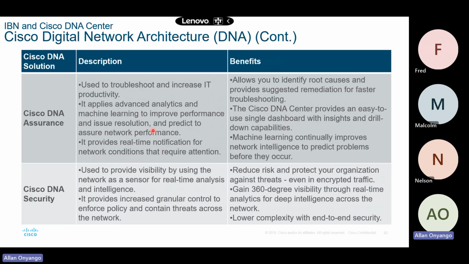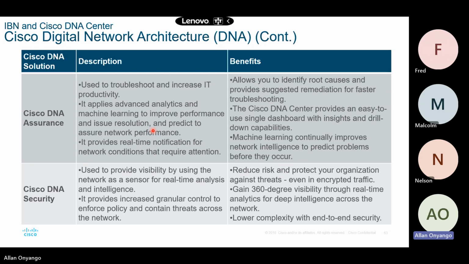Of course, we have other solutions like the Cisco DNA Assurance, which is used to troubleshoot and to increase IT productivity, and it applies advanced analytics and machine learning to improve performance and issue resolution within the network. The benefit of this is that it allows you to identify some of the root causes within the network and provide much faster remedies. It also provides an easy-to-use single dashboard with insights and drill-down capabilities.